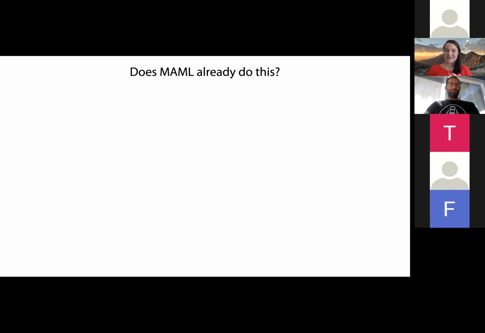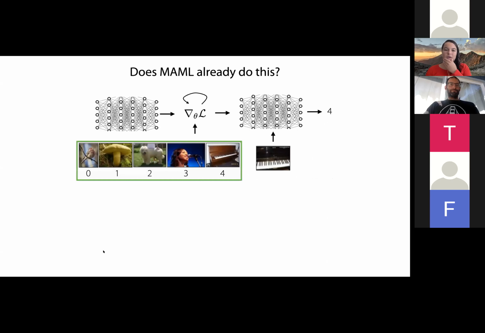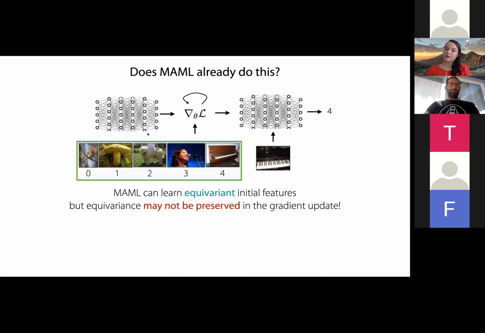Now, the first question you might ask is, well, do MetaLearning algorithms already do this to some degree? If we look at the MAML algorithm, for example, one thing we might note is that MAML can learn equivariant initial features if that's helpful for generalizing to the task. However, that equivariance may not be preserved in this gradient update. So the resulting network may no longer actually share that equivariant strategy or that equivariant structure. This is a bit of a problem if we actually want to specifically encode this sort of symmetry structure into the learning process itself.